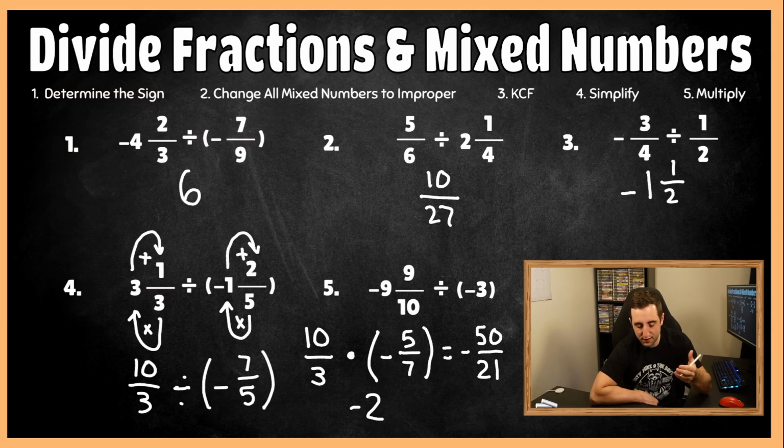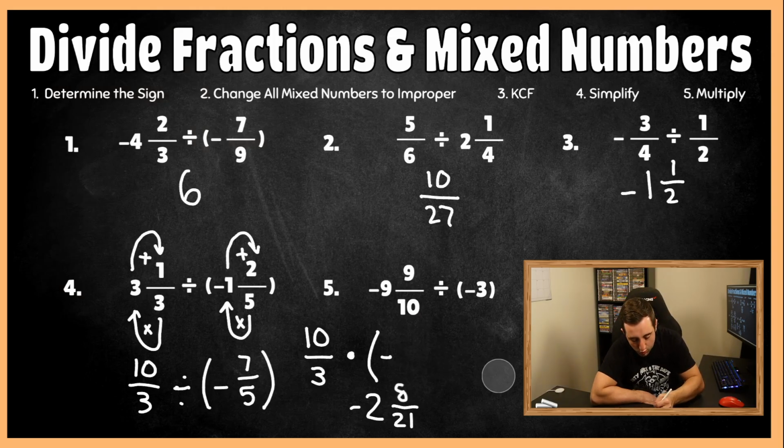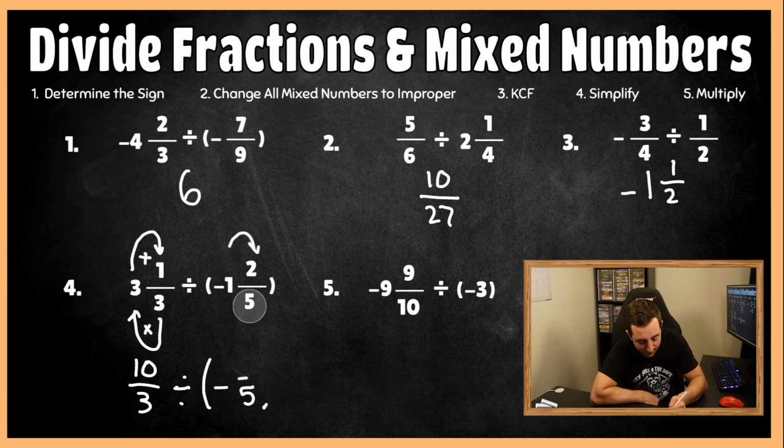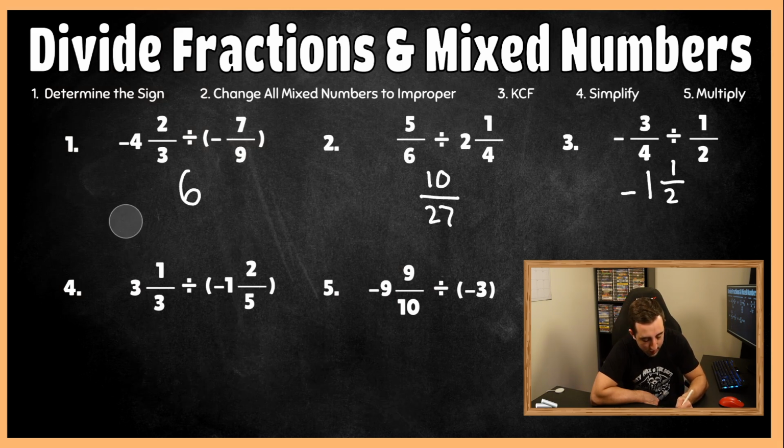Well, 21 fits into 50 twice, so we want to remove 21 from 50 twice, or removing 42 from 50. So 50 minus 42 is going to give us a remainder of 8. And our denominator is going to stay the same at 21. So our final answer is negative 2 8/21 for number 4. So let's go ahead and erase this, and then we're down to our very last one before we have 5 that I want you to try out on your own in the practice session.